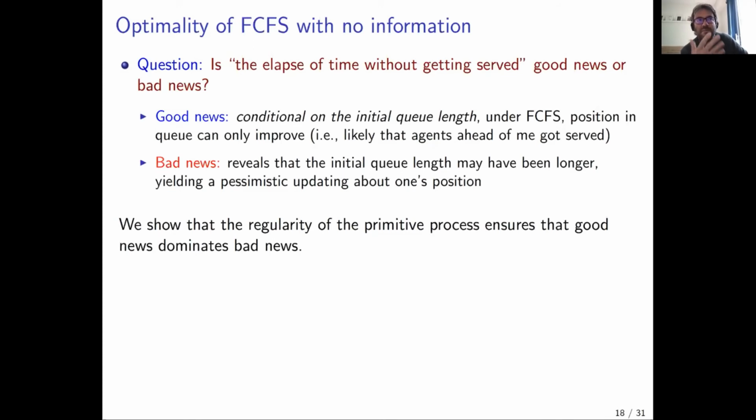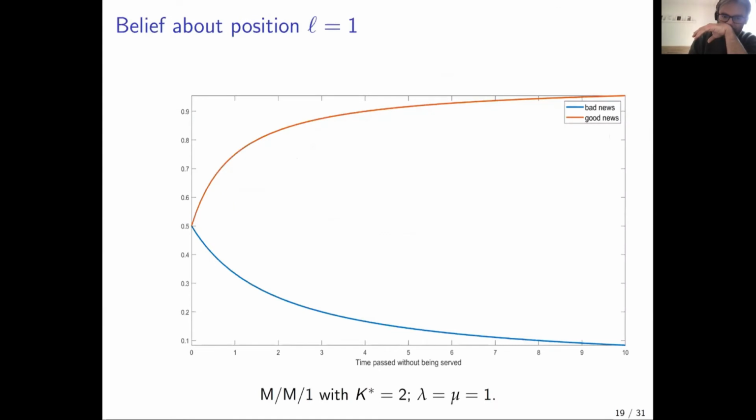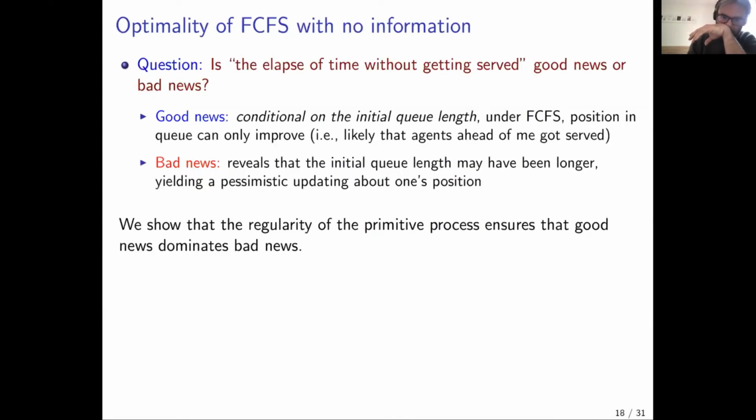Okay, so the question is what is the force which dominates the other? And what we show, the whole point of the proof in our paper, is to show that under regularity of the primitive process, good news actually dominates bad news. Is there any question on this?